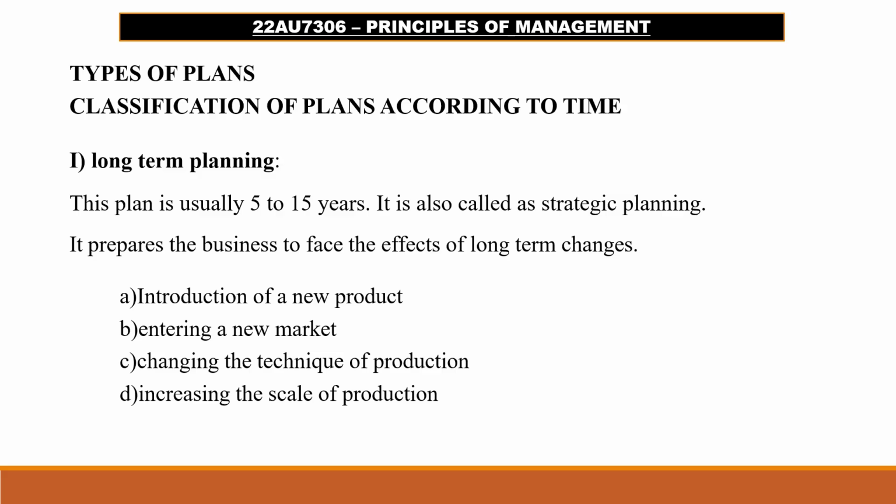Number one, long term planning. This plan is usually 5 to 15 years. It is also called strategic planning. It prepares the business to face the effect of long term challenges, which involves introduction of new product, entering a new market, changing the techniques of production, and increasing the scale of production.